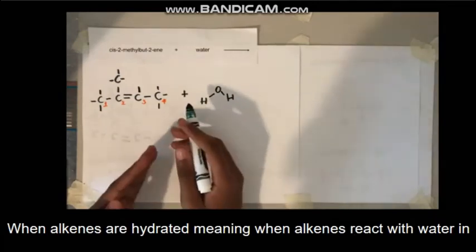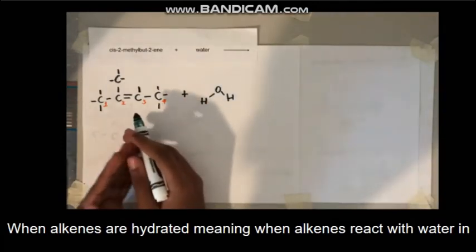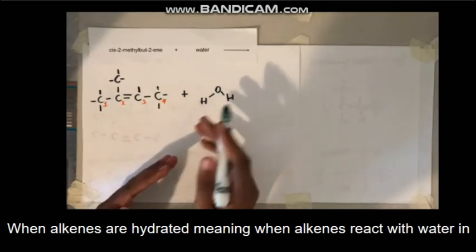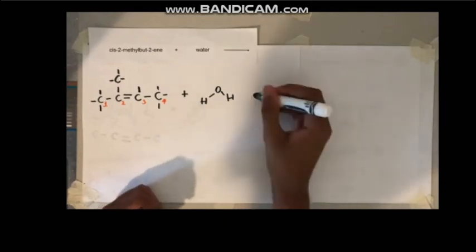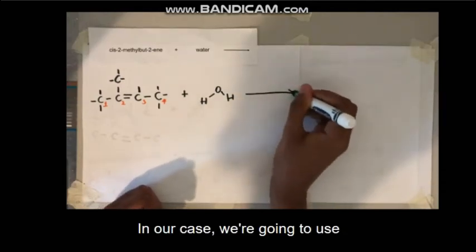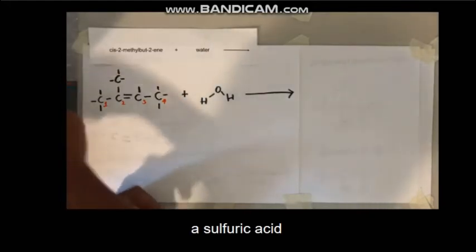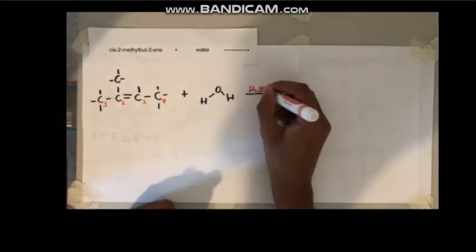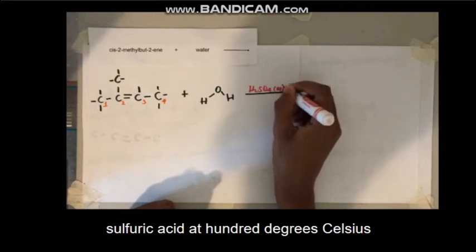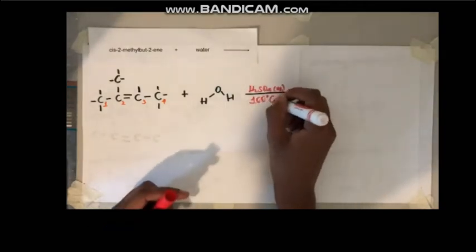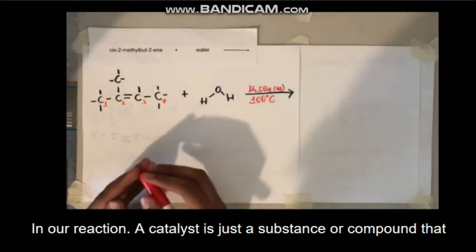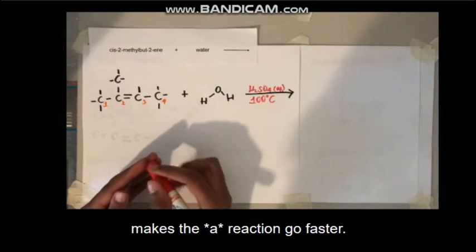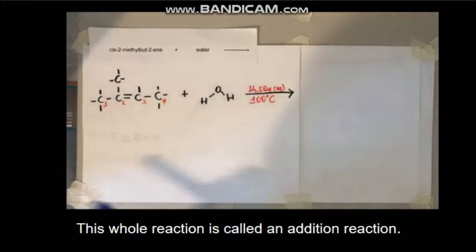When alkenes are hydrated, meaning when alkenes react with water in presence of an acid catalyst, they produce an alcohol. In our case, we're going to use a sulfuric acid at 100 degrees Celsius in our reaction. A catalyst is just a substance or compound that makes the reaction go faster. This whole reaction is called an addition reaction.